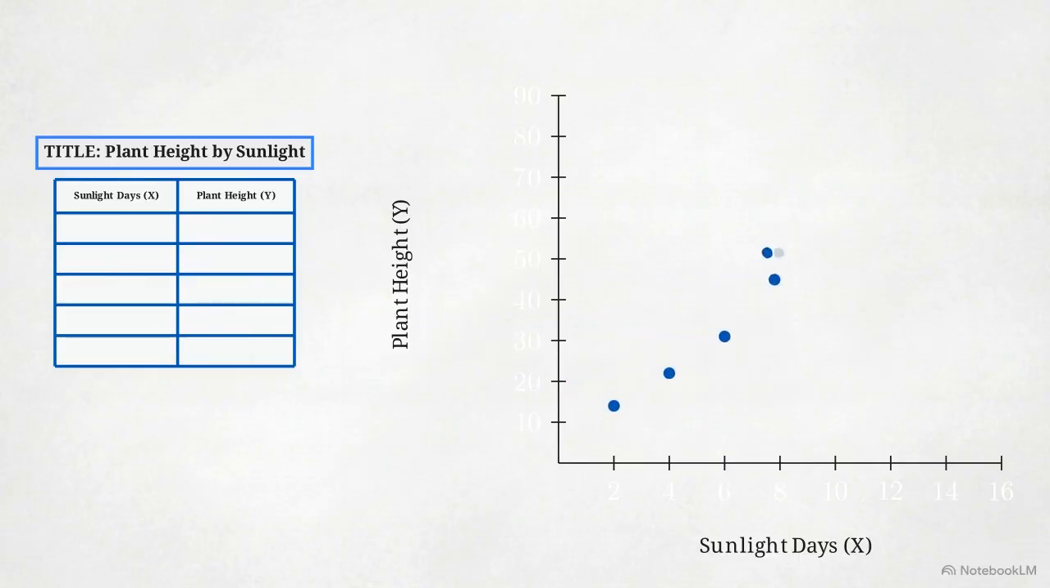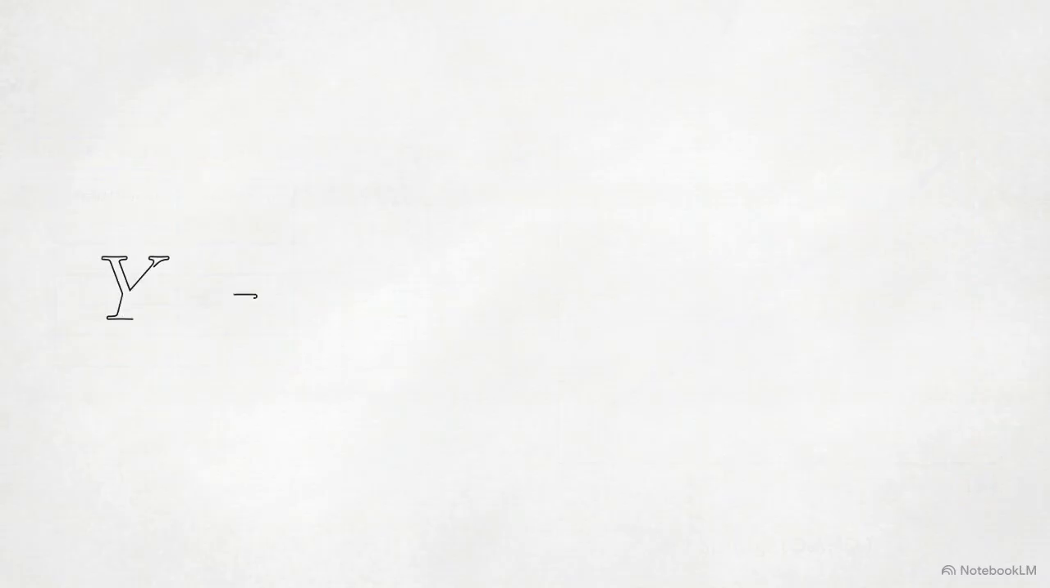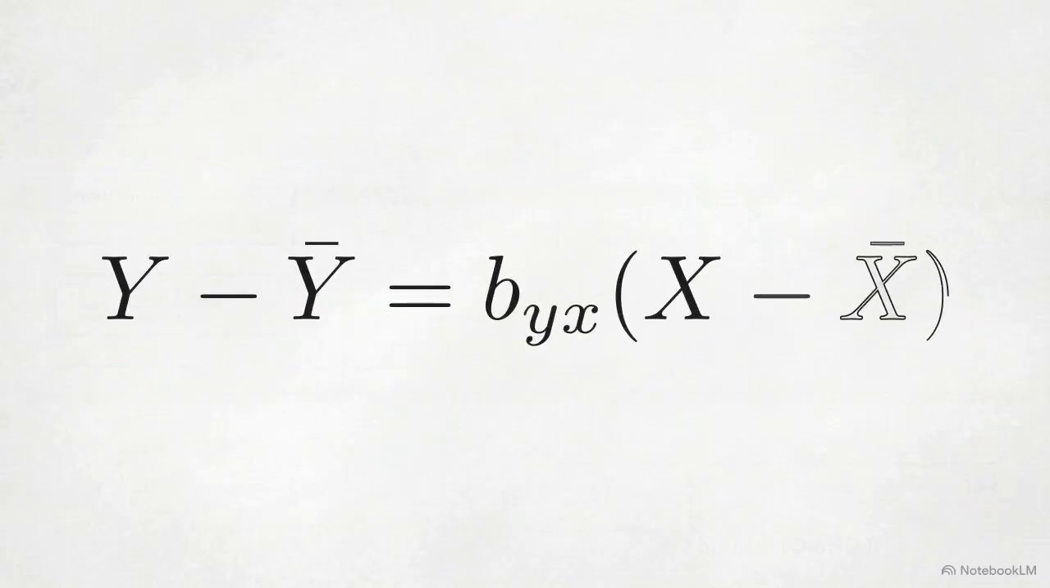By plotting these points on a Cartesian plane, our data forms a scatter plot. This graph clearly shows a positive correlation. More sunlight leads to taller plants. But visualization has limits. We cannot reliably guess the exact plant height for a day we haven't measured yet, like day 15. To solve for those unknown future variables, we move from drawing shapes to calculating a regression equation.